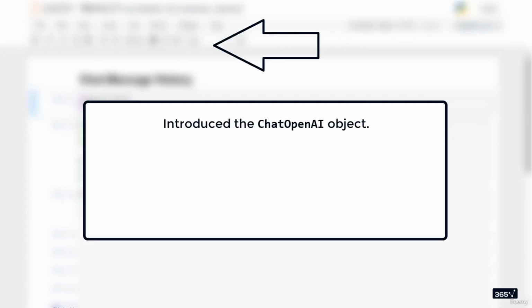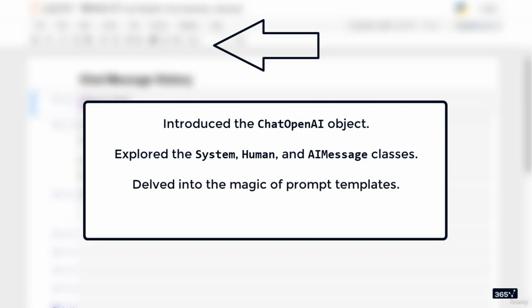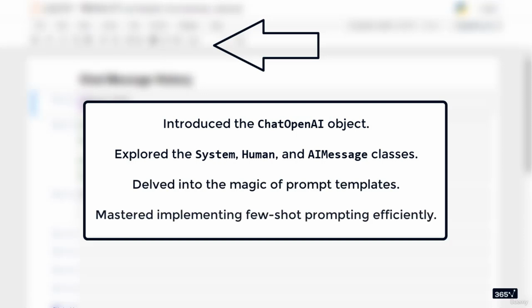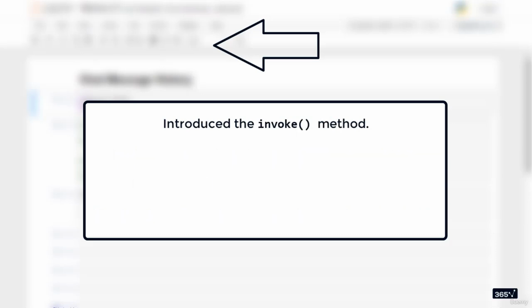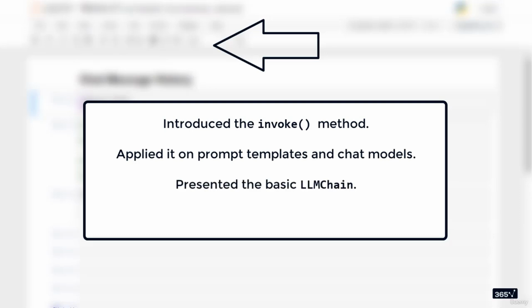In the previous section, we introduced the ChatOpenAI object, explored the system, human, and AI message classes, delved into the magic of prompt templates, mastered implementing few-shot prompting efficiently, introduced the invoke method, applied it on prompt templates and chat models, presented the basic LLM chain, and showcased token usage retrieval. You were, however, left on a cliffhanger.